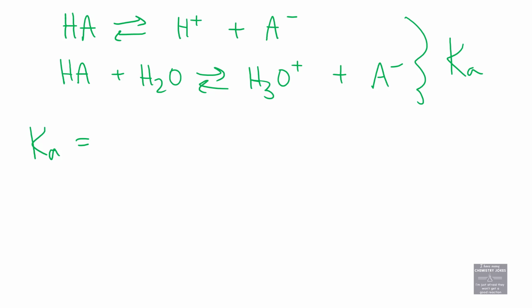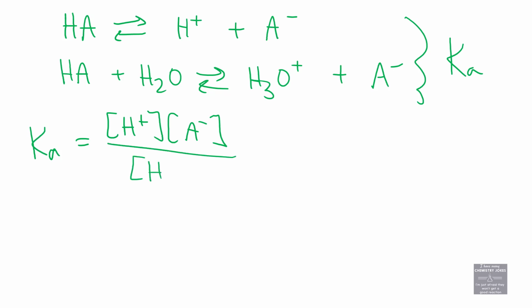A Ka expression for, let's say, the first one. It's a little bit more what we're used to, kind of. The Ka expression looks the same, except it's H3O+ versus H+. So what? We get that. This is unique. This setup is unique for a buffer system.